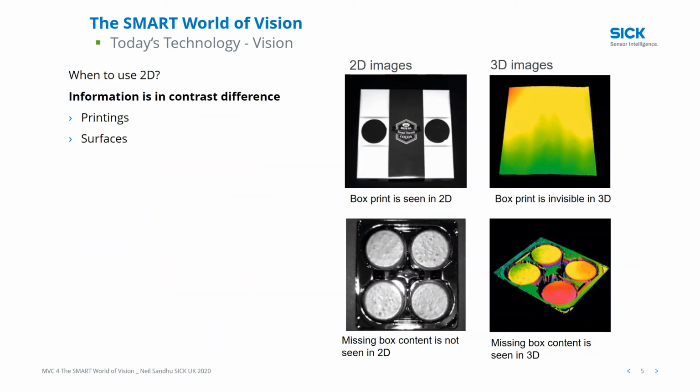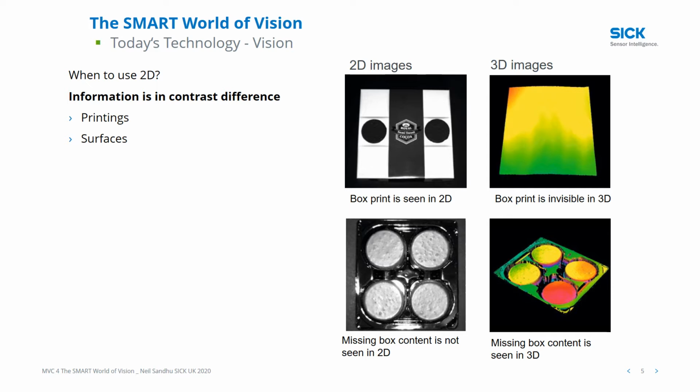Just a brief section on the difference between 2D and 3D. You may have heard the terminology. Typically with 2D, we're talking about contrast. As you can see here with this box, you can see the lid of the box, the print on the box, and of course if we look inside the box, we can see that we have, in this case, biscuits stacked in 4 stacks, which is great, and you can see that everything's in there apparently.